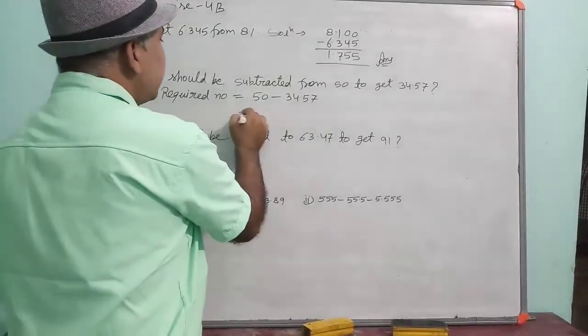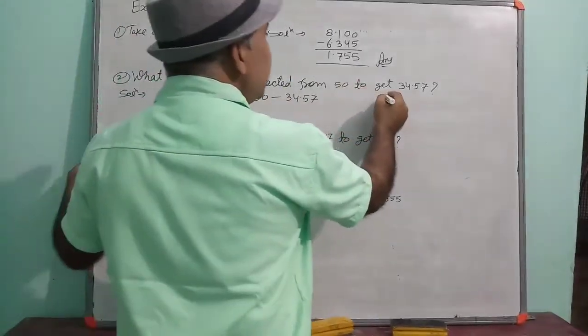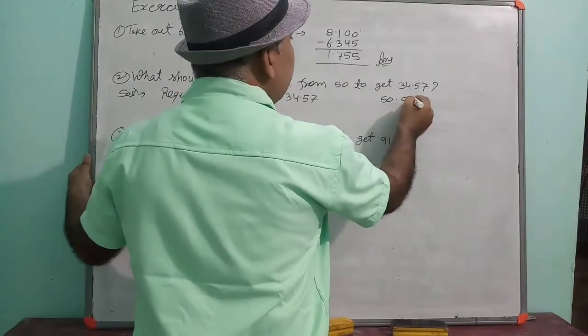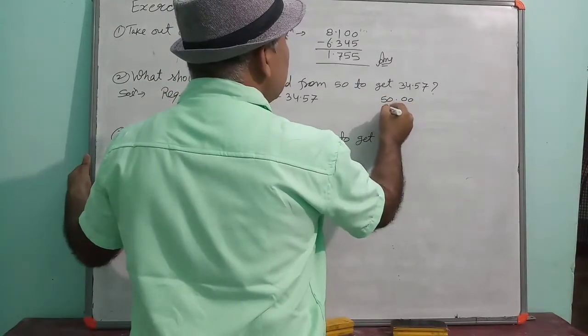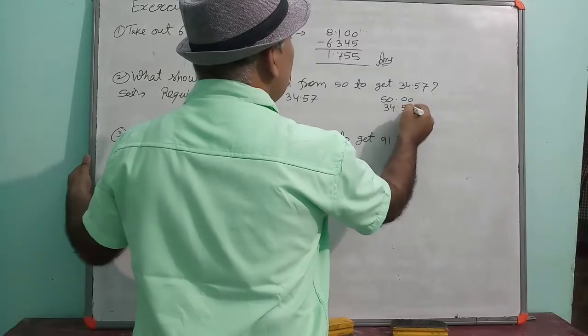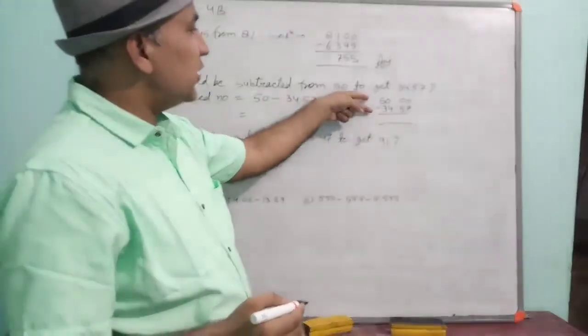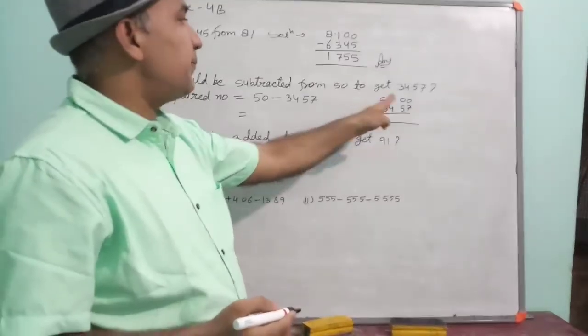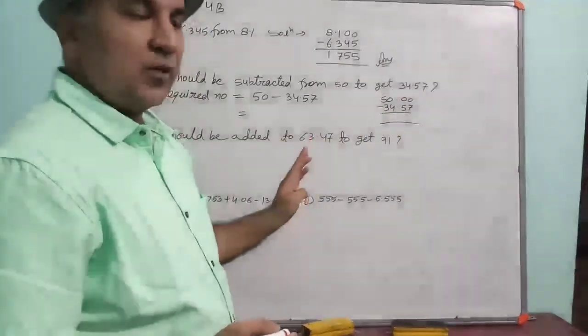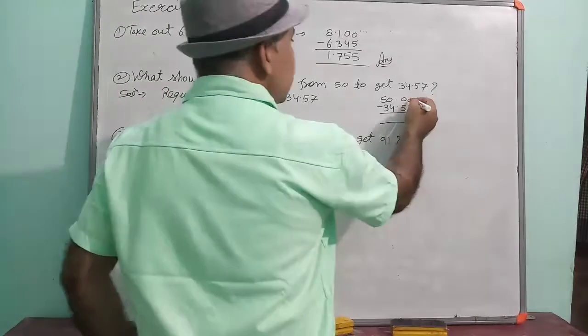One method is this, second method is this. If you can subtract directly, then do. Otherwise, do the subtraction like this. 50.00 minus 34.57. I have converted both the numbers into like decimals by putting decimal and zeros. Okay, now subtract and get your answer.